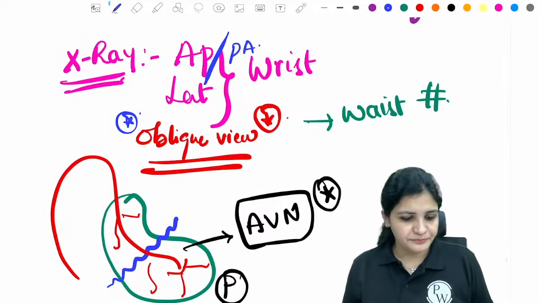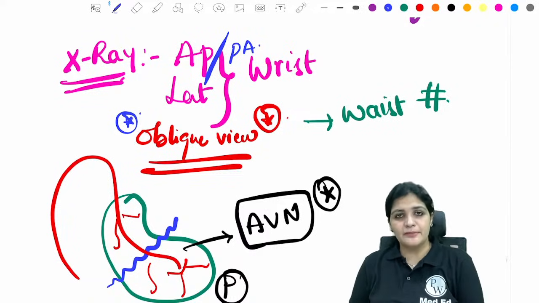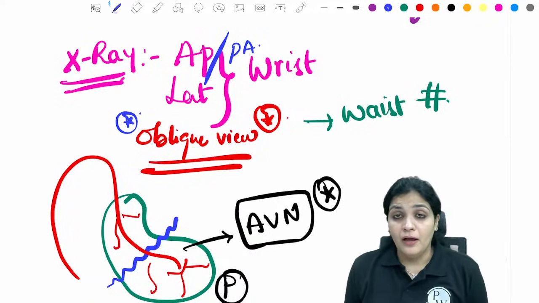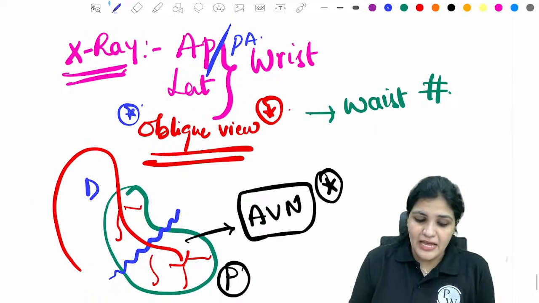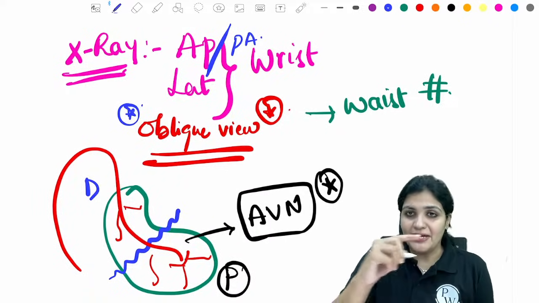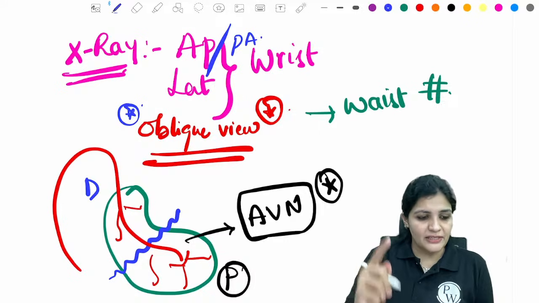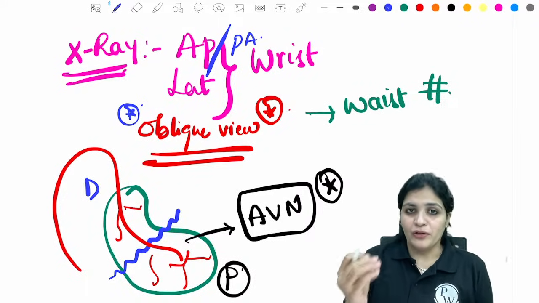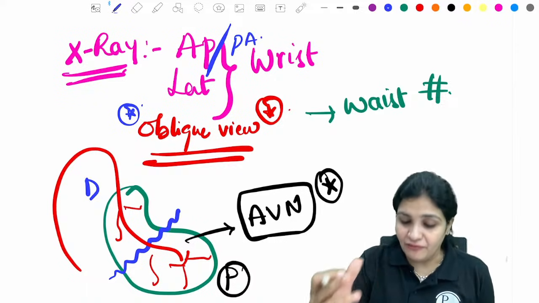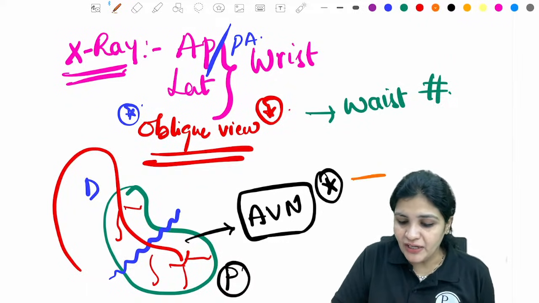Okay. And then this is the scaphoid pathoanatomy. You have to be very careful. The blood supply is from the distal to proximal, right? And the waist fractures are very common. Whenever you see these fractures, there is a tendency for the proximal fragment to go into AVN. And how do you diagnose the AVN? The diagnosis of the AVN is by MRI.